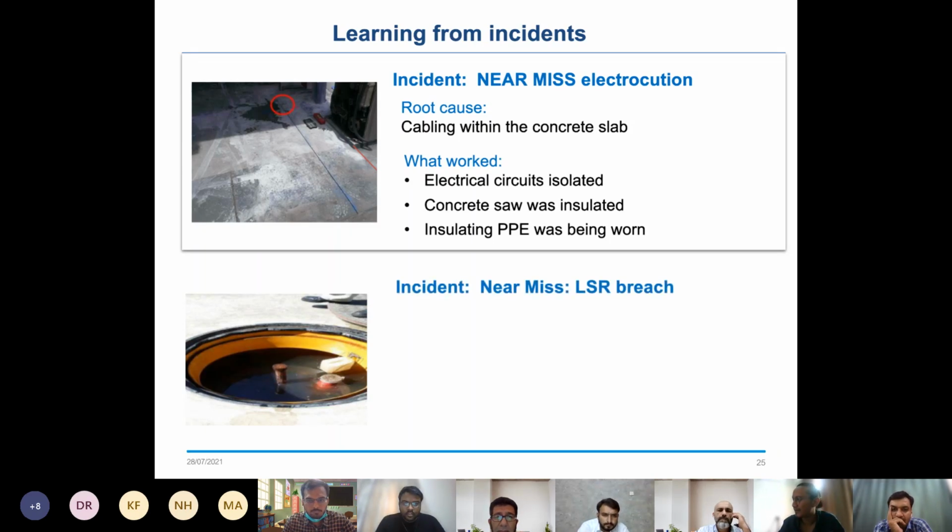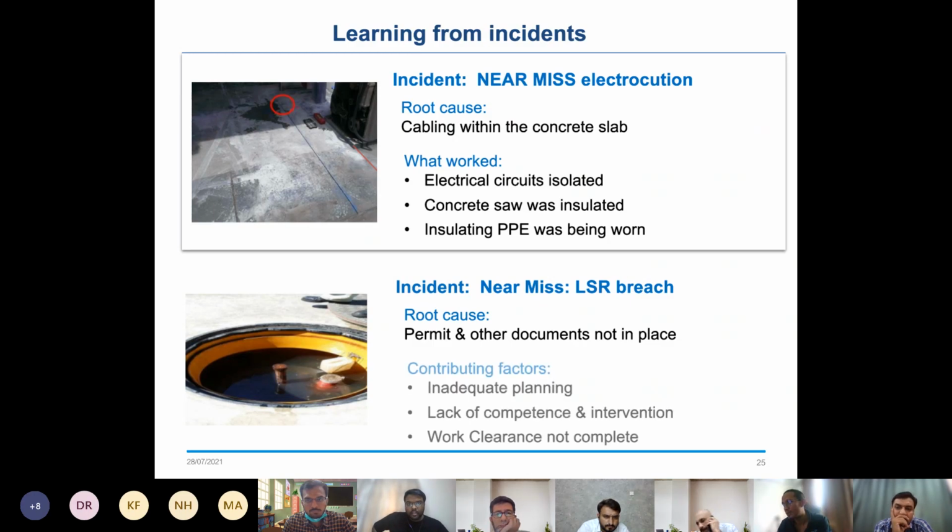Okay, let me brief you guys on this. There's also one near miss incident regarding LSR breach or LSR violation. The root cause is that the permit and other documents were not in place. So why? What are the contributing factors on this?